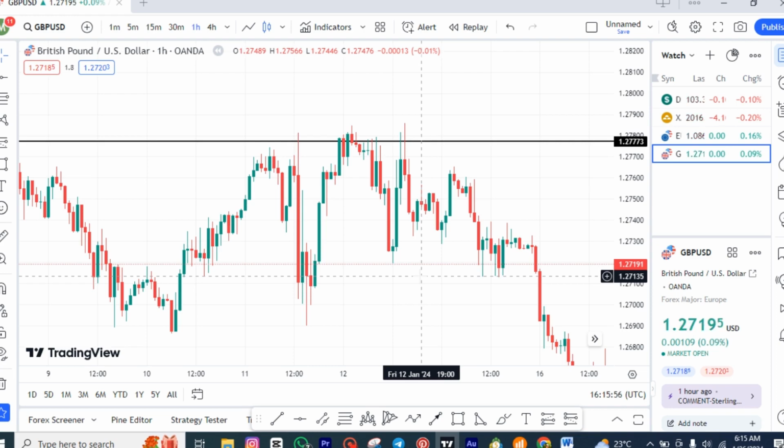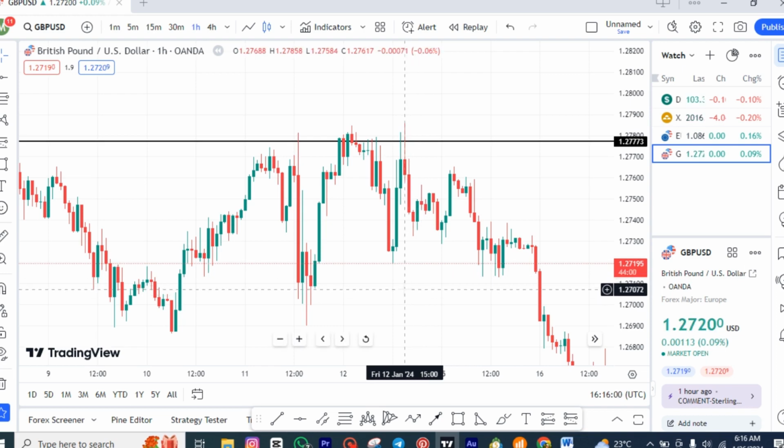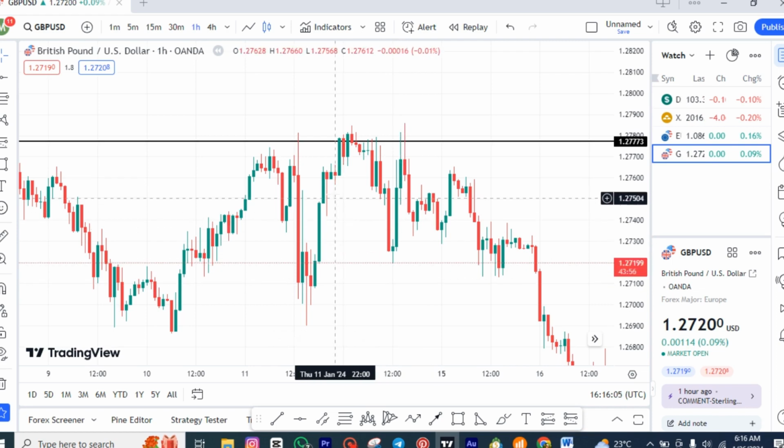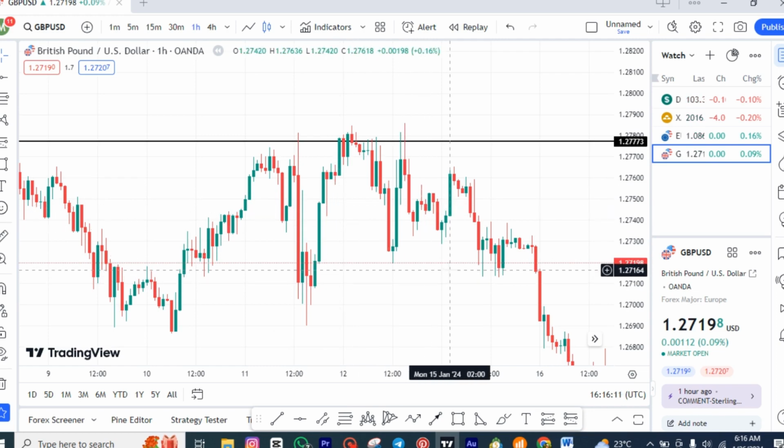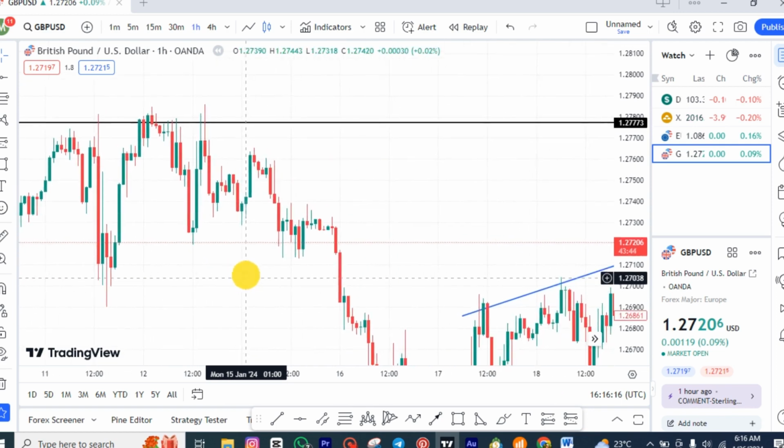That's why 95% of traders lose their money, which means that for every 95 positions placed on maybe GBP USD, they will hit stop loss, and only 5% of the positions on GBP USD hit take profit.